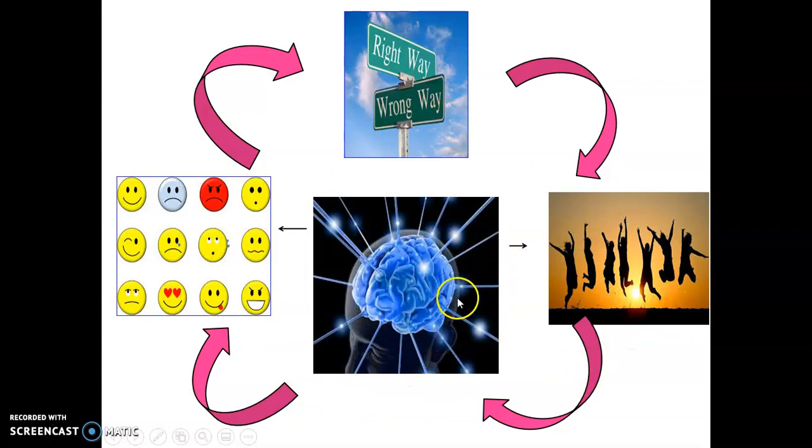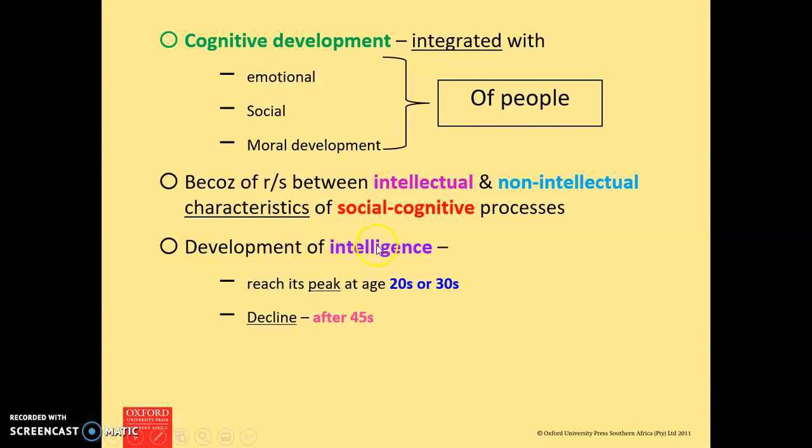Cognitive development is not just about mental development, but it also involves emotions, social relationships with other people, and also moral right or wrong. And the development of intelligence normally reaches its peak at the age of 20s or 30s and declines after the age of 45. So after the age of 45, people tend to have slower mental processes. Maybe they're not as fast as previously. So at this age they may also experience difficulties learning something new.